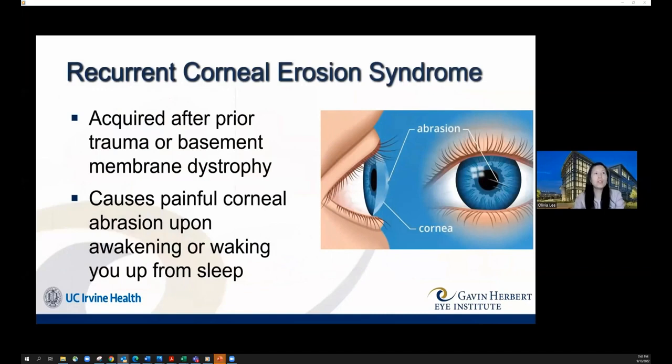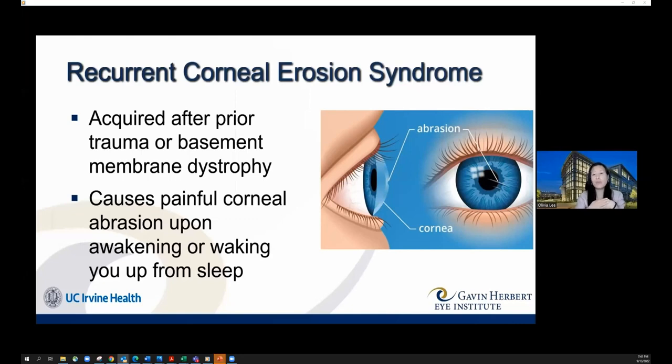So this means that the patient is having a corneal abrasion or a scratch on the cornea and it is happening recurrently. This can happen because of one of two things. One possibility is that this is acquired after a prior trauma. Maybe the patient had a prior corneal abrasion and it never healed quite properly, and there's some weakness in how it healed. Or you can have what's called basement epithelial membrane dystrophy, where the layers of the cornea just are not well adherent to each other.